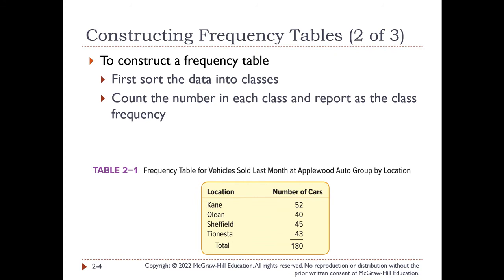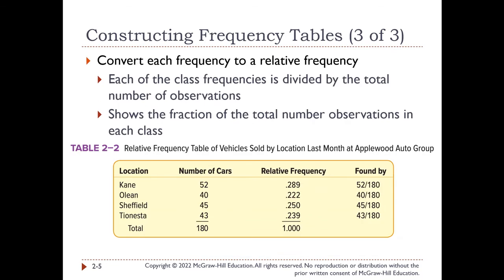And then it goes into how do we construct. So, big old sign comes up, says under construction, and we build. And what we build is, again, first sort the data into classes, which for our example is the locations, count the number in each class, and report the class frequency, which is right now the number of cars.